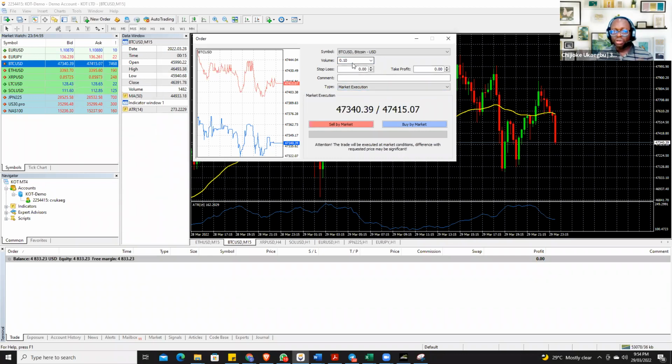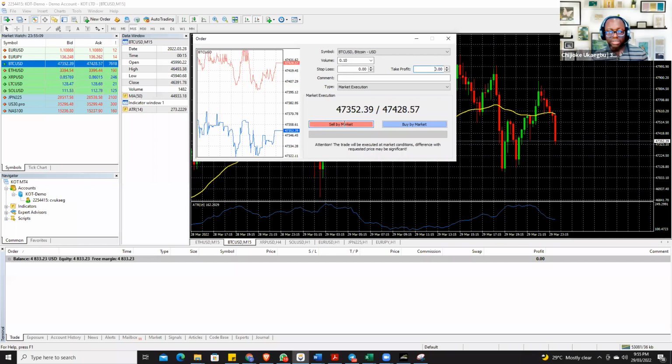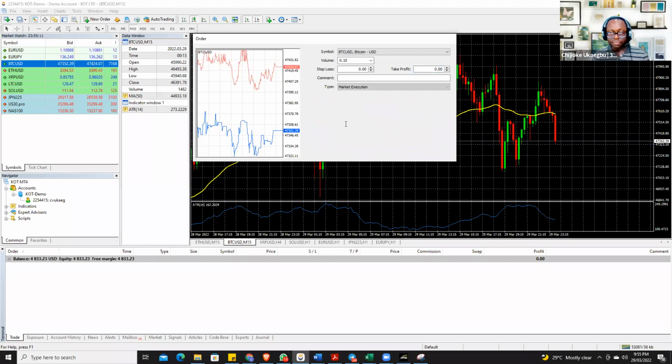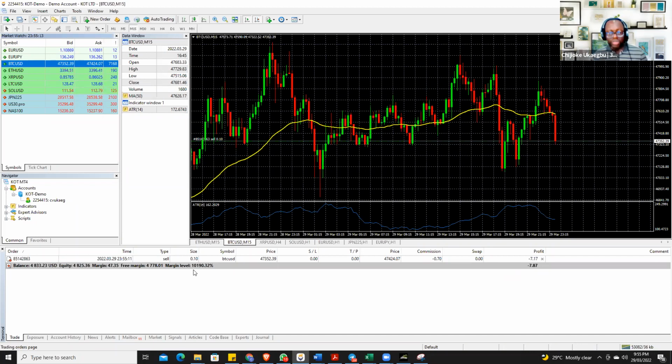So make sure your volume is 0.1. Leave the stop loss as 0.00. Leave your take profit as 0.00. Remember, we want to start with a sell. What else do you need to do to sell? Just click on sell by market. You've done that. Notice that something has shown up at the bottom here. So I have a sell trade with a volume of 0.1 that I have just taken on Bitcoin at this price. This price is very, very important. You need to note it.